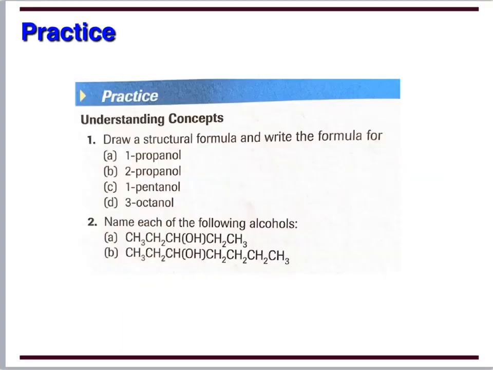And for practice, I just have some practice that comes from your textbook. So you're just drawing some structures of alcohols and then learning to name the alcohols from a condensed structure. Okay, so good luck. Let me know if you've got any problems.